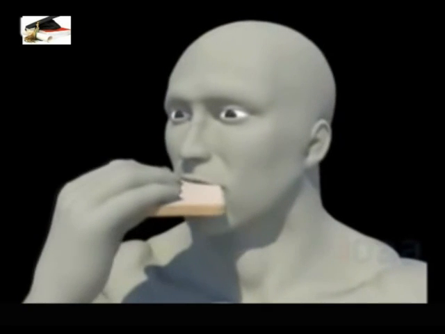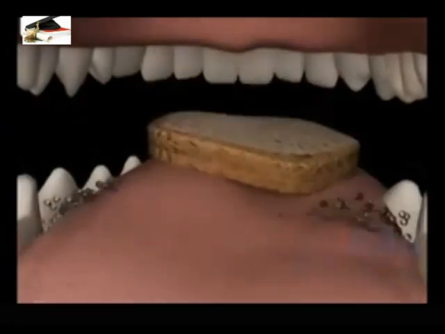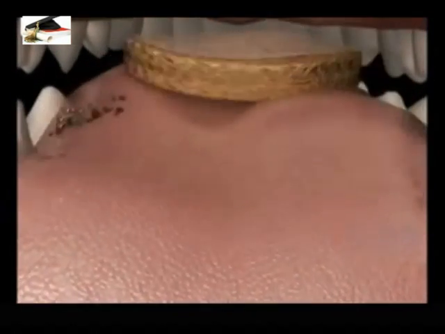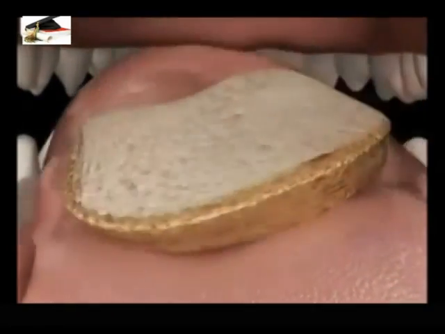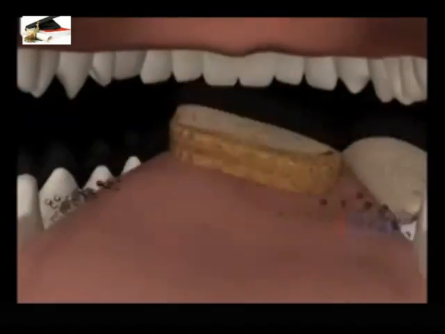Digestion in the mouth. The introduction of food into the mouth is called ingestion. In the mouth, food is mechanically broken down by the teeth in a process called chewing and grinding. This is also known as mastication. Mastication reduces food to small particles and also increases the surface area for enzyme action.